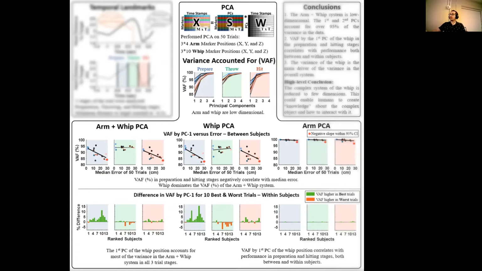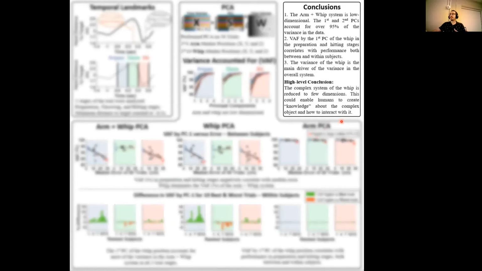And so to conclude, I've shown that the arm and the whip system is low dimensional, with 1 or 2 principal components being sufficient to account for over 95% of the variance in the data, bearing in mind that the whip is really an infinite dimensional system. And we showed that the variance accounted for by the first principal component of the whip in the preparation and hitting stages correlates with the performance both between subjects and within subjects. And lastly, I showed that the variance of the whip is the main driver of the variance in the overall system.